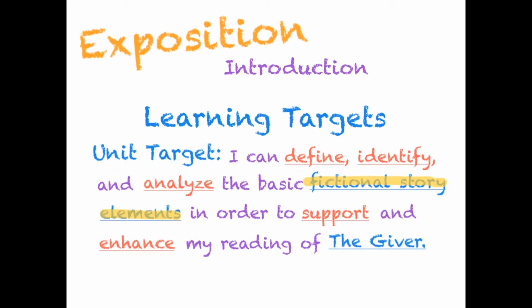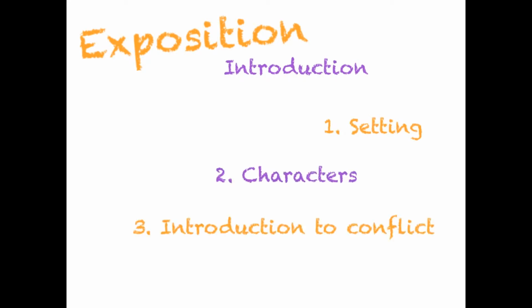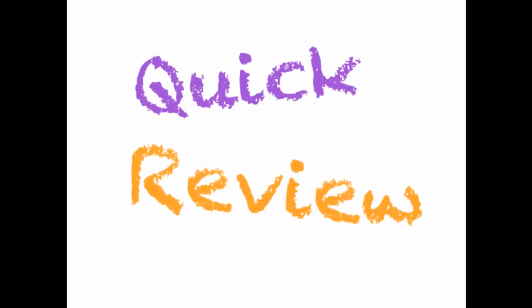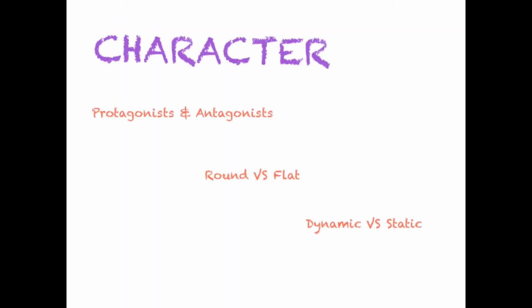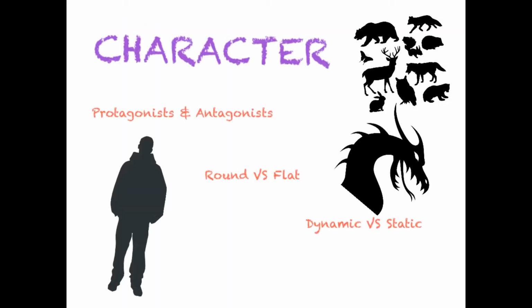The exposition is basically the introduction to the story. It includes our basic elements so far. See how we tie that back into our learning targets? But anyway, the exposition includes the setting, characters, and introduction to conflict. Now, setting and character we've covered, so we'll just do a quick review. Setting is the time and place of the story, and characters are the people, animals, or imaginary creatures that take part in the story. The setting and character's behavior directly affects the plot or what happens in the story.